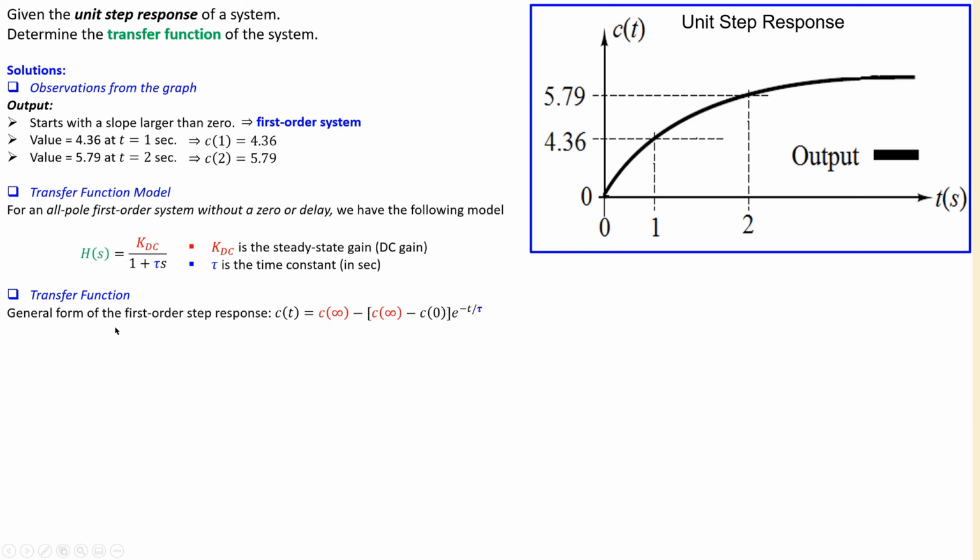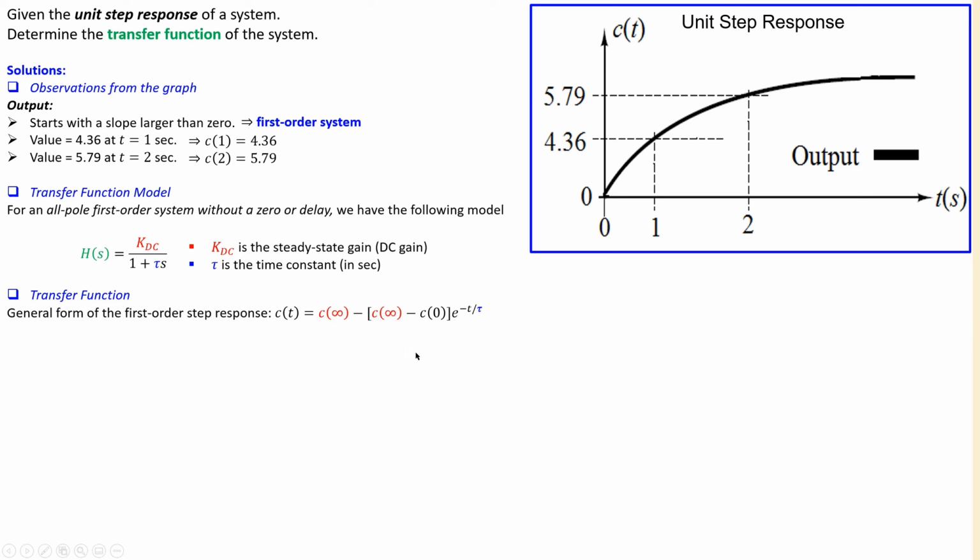So let's look at the transfer function for the system. Now the general form of our first order step response is shown here. Again, the output C as a function of time is equal to C at infinity, that is the steady state value, minus, between the parentheses, the steady state value minus the initial value, times e to the power minus t over tau. So we have actually 3 unknowns, which are the final or steady state value, the initial value, and the time constant. And I of course need the time constant in my transfer function, which is given here in the Laplace domain.